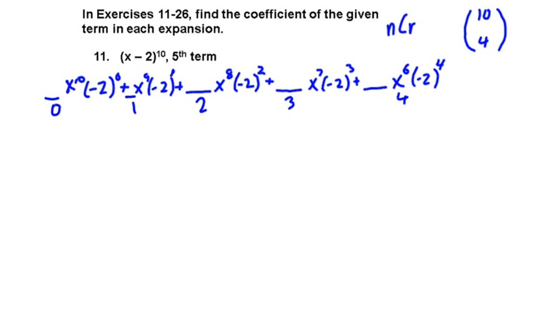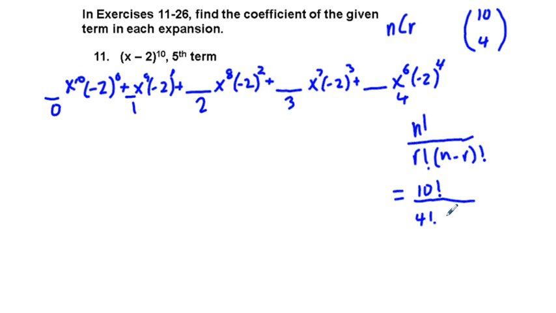So now we can go to our calculator. You can also use the formula from the binomial theorem, which is n factorial over r factorial times quantity n minus r factorial. In this case we're going to have 10 factorial over 4 factorial times 10 minus 4, which is 6 factorial. We could do it that way.